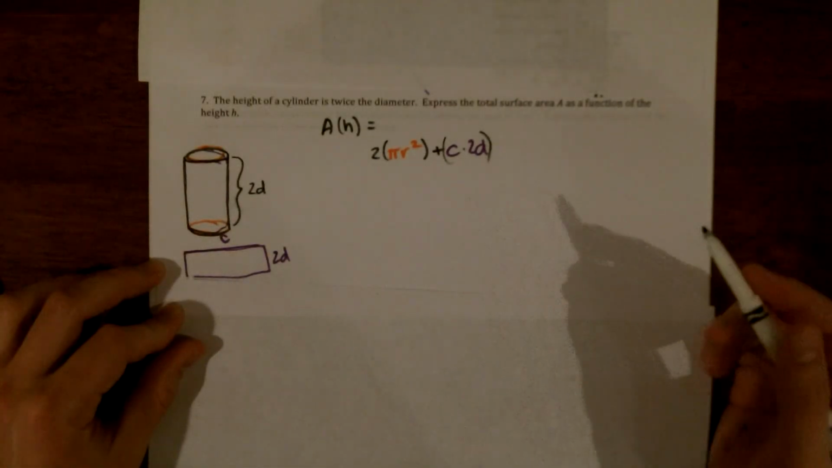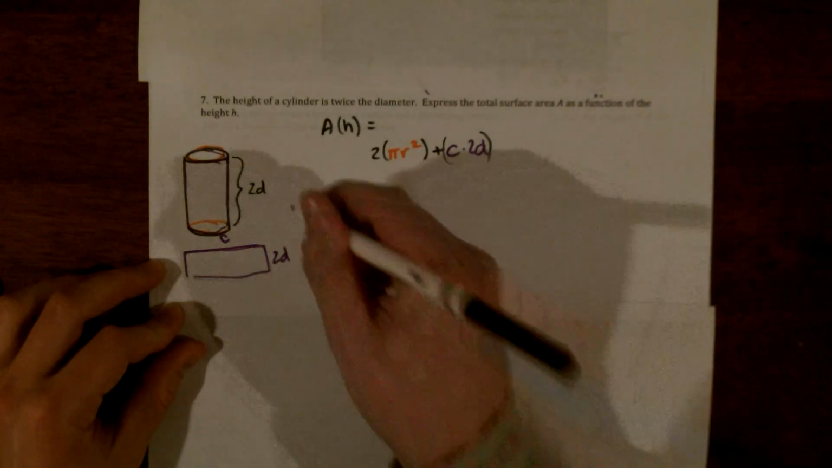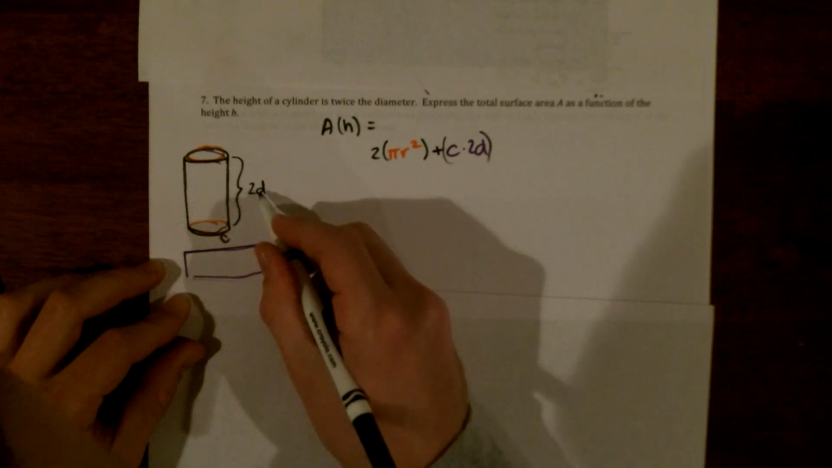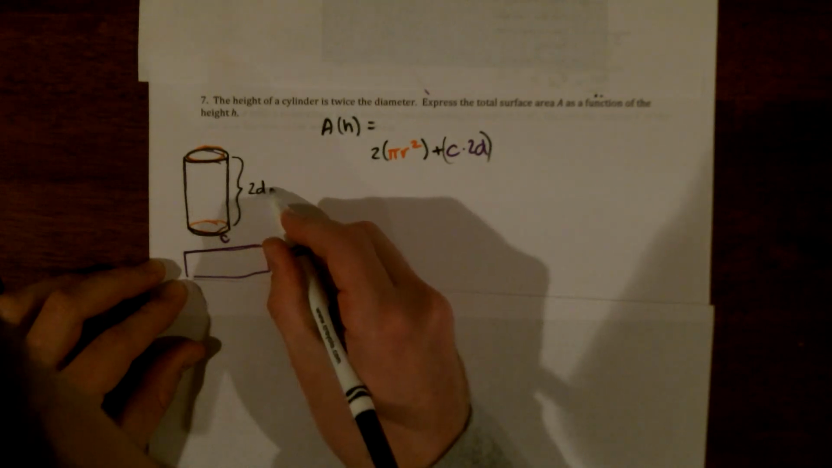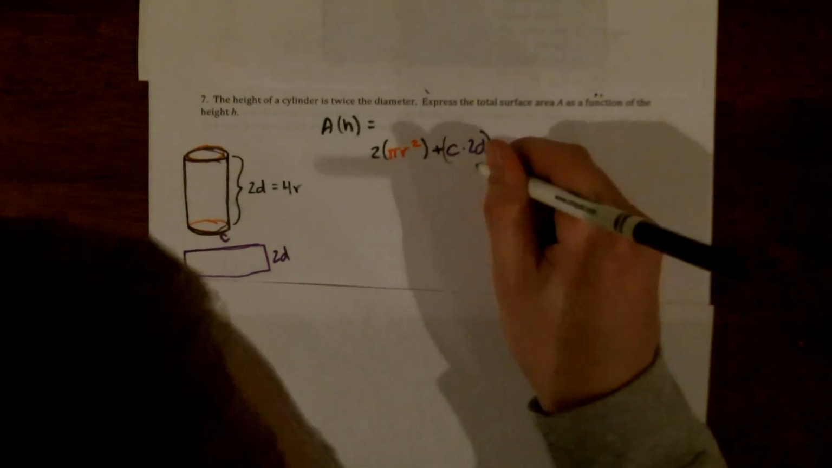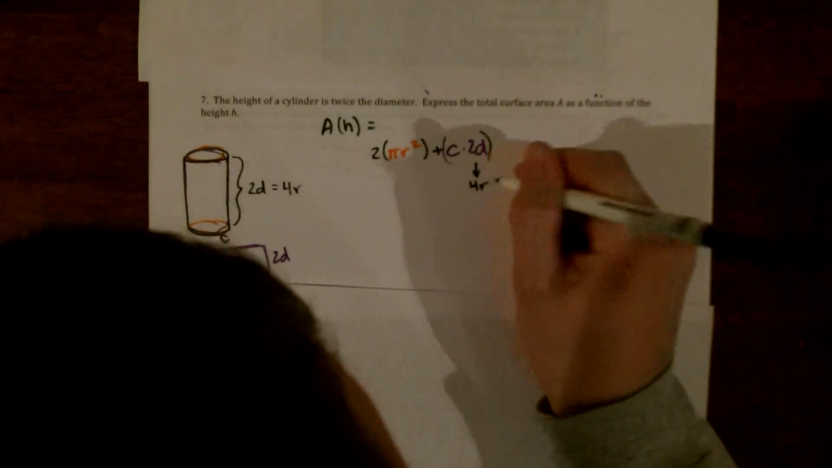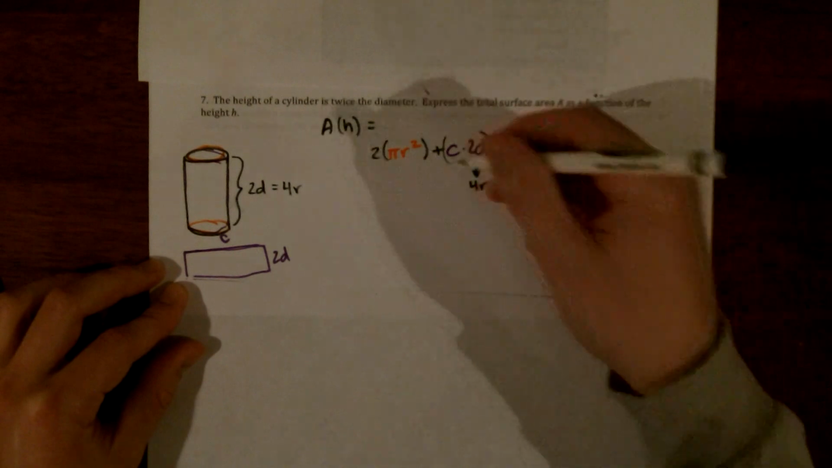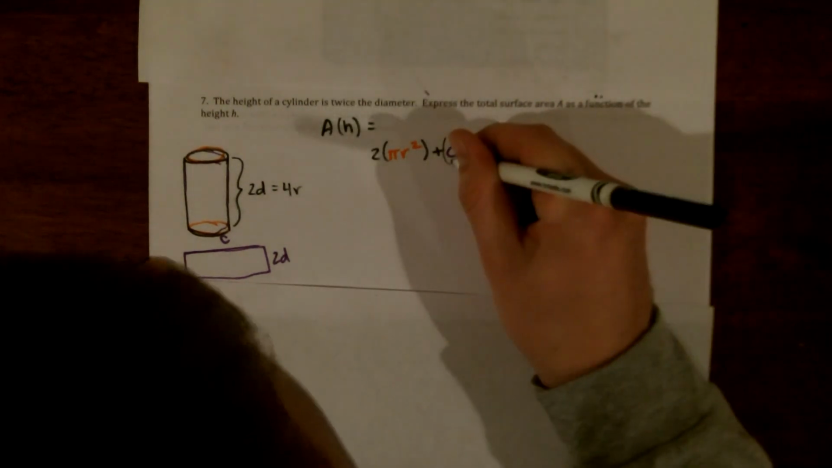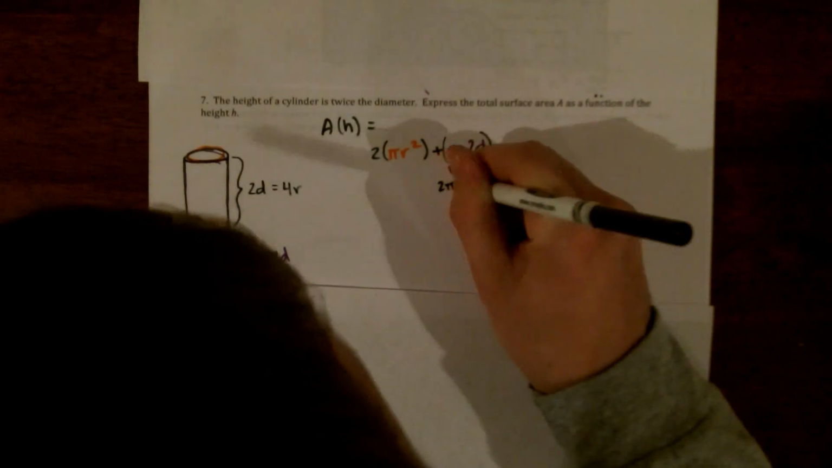But what is the diameter? Well, the diameter is really 2 radii. So where we see 2d, this is really just 4r. So right here, this 2d, we can think about as 4r. The circumference we can think about as 2 pi r, because the circumference is 2 pi r.